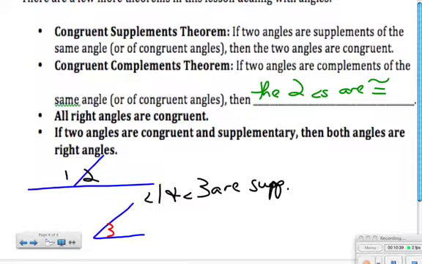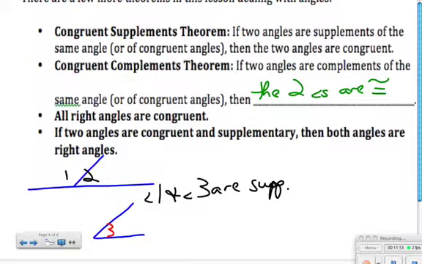Is he still with me back there? Okay. So tell me again what it means for two angles to be supplementary. If two angles are supplementary, they add up to 180. Yeah. Okay, so if two angles are supplementary and they're adding up to 180, and I know that they're both the same measure, meaning they're congruent, it should just make sense that those two angles are therefore right angles. Okay?